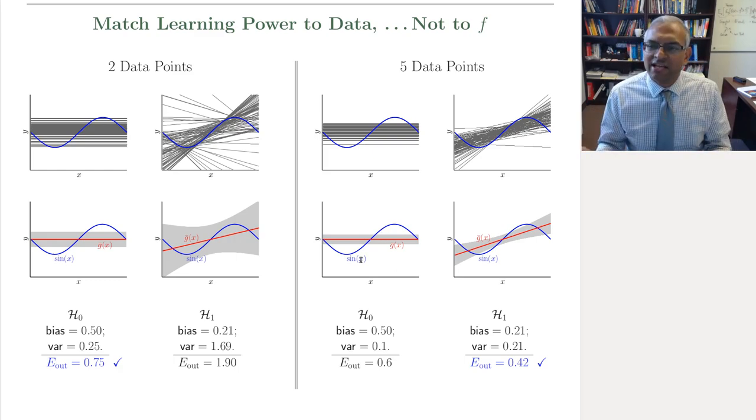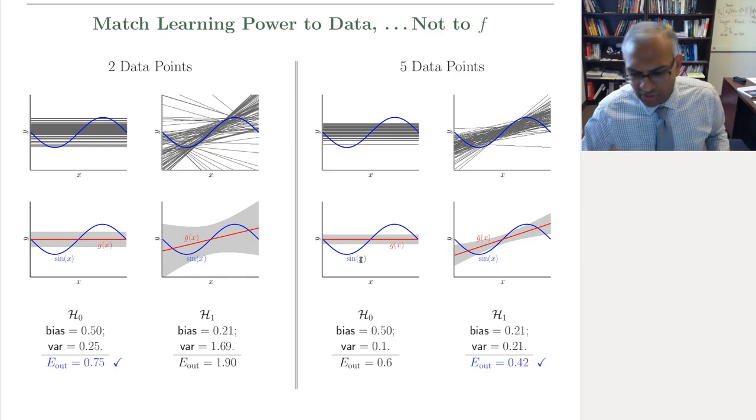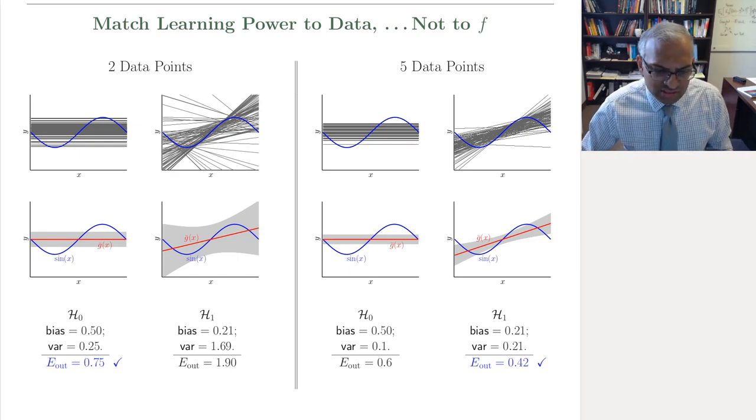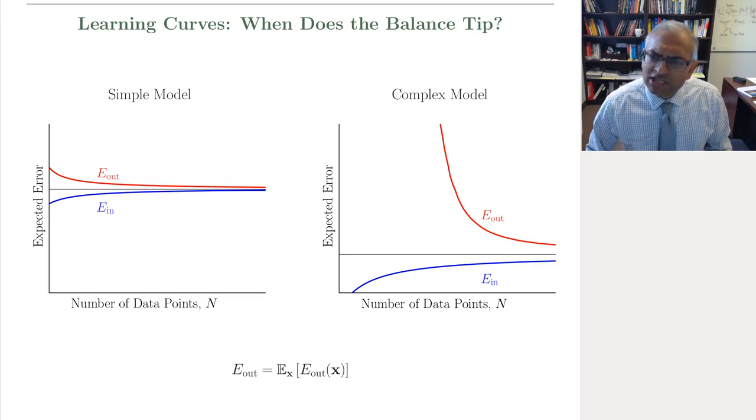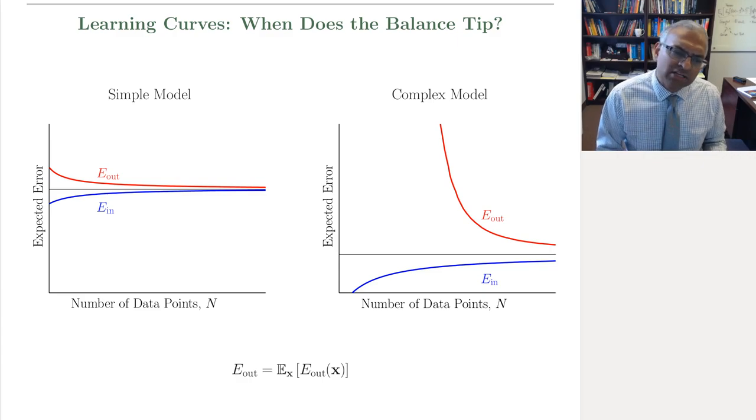So for the average data set, what happened with your hypothesis? Which hypothesis set is better is not a well-defined question, because it requires you to specify n. But if we allow n to vary, then the types of behavior that you'll see are typified in these two curves.